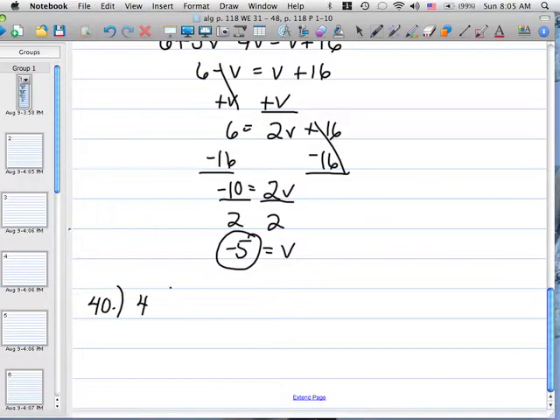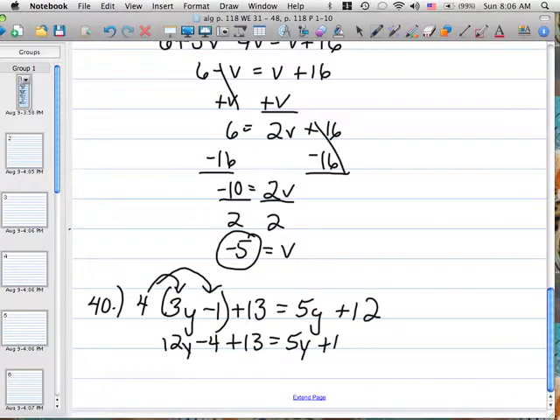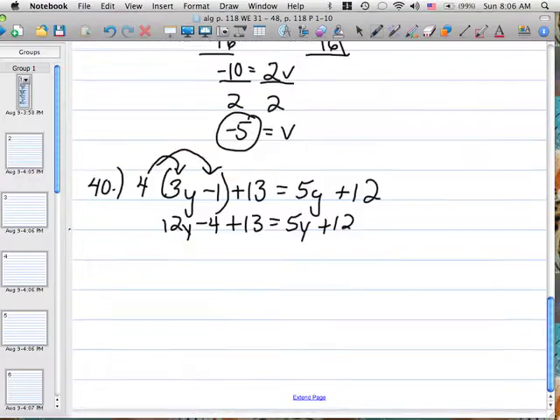Problem number 40. 4 times the quantity 3y minus 1 plus 13 equals 5y plus 12. Simplifying the left, multiply everything by the 4. So we get 12y minus 4 plus 13, bring down the right. Simplify the left, I can add the negative 4 and the positive 13. Signs in front, so that's going to make that positive 9.